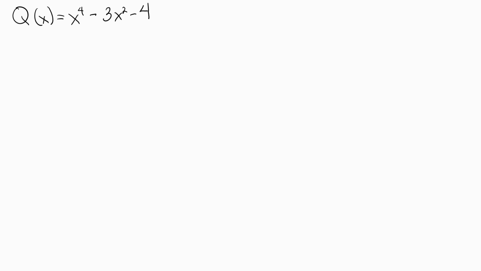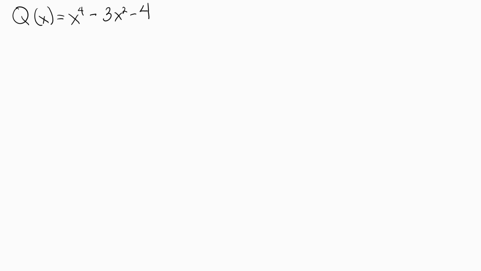So to do that, we're going to look at this function, Q of x is equal to x to the fourth minus 3x squared minus 4. In order to solve for zeros, we need to factor this. You get to decide how you want to factor it. There are a lot of different strategies. I'm going to choose one in particular that's going to use substitution, but that might not work for your specific function, so be mindful of that.